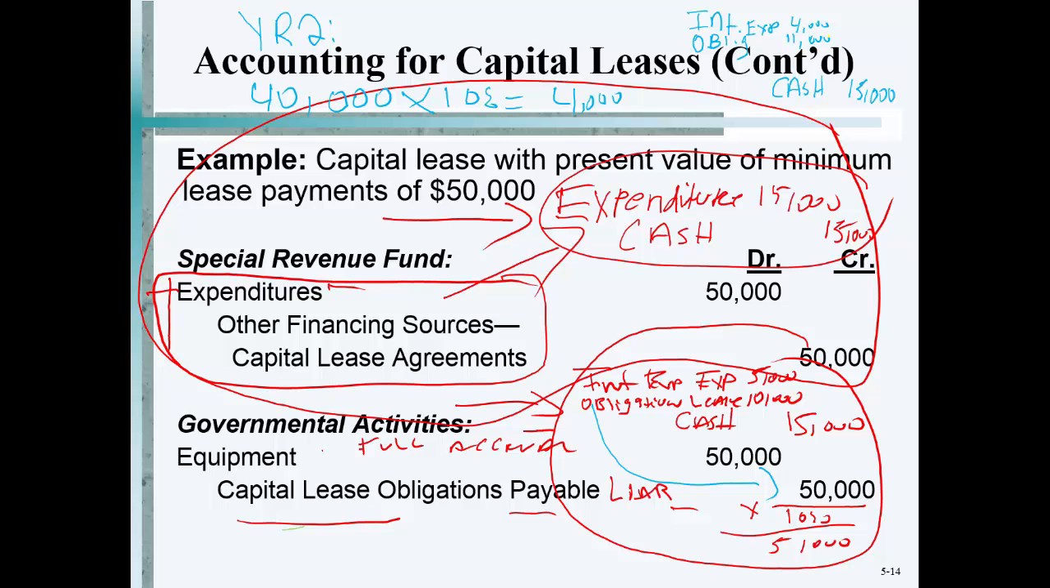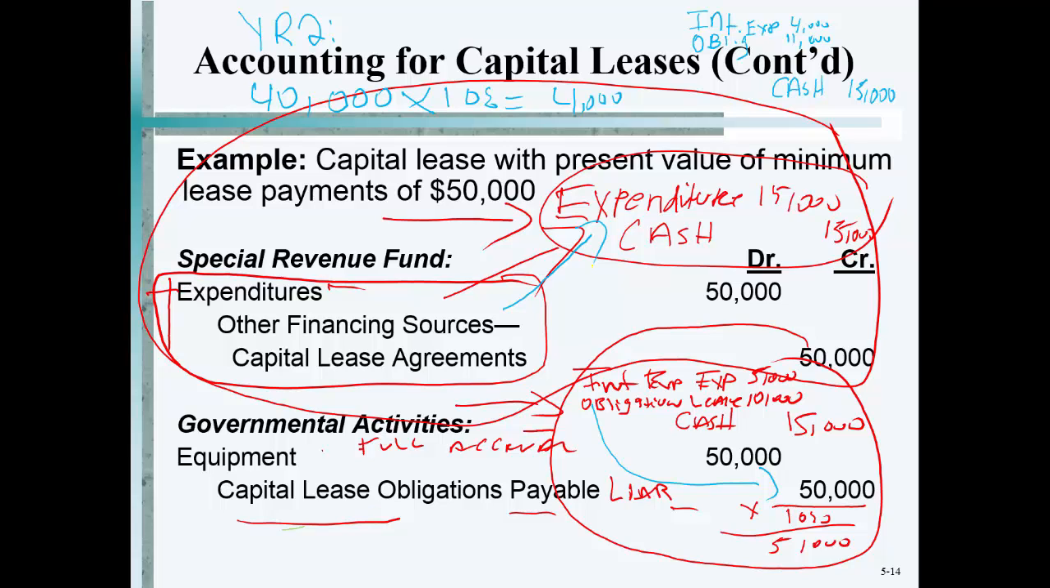Okay. Now, under government, we would do that at the government-wide level. For our governmental funds, now go back, and when we make the lease payments, notice we debit expenditure and we credit cash when we make the lease payments. Why? Because we're spending cash, aren't we?